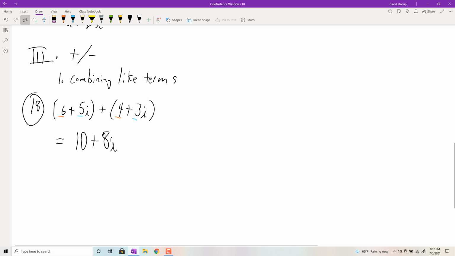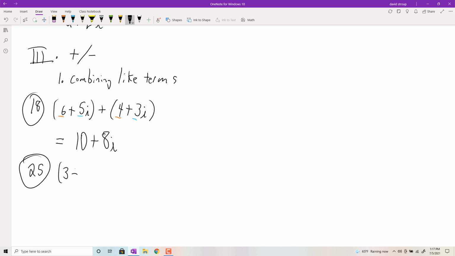So addition, pretty simple. Subtraction, of course, there's one extra bit of nonsense that we need to take care of, right? And it's the distribution of the negatives. So if you're subtracting two complex numbers, it'll look like this. To complete the subtraction, though, you need to distribute this negative. We're kind of used to doing that sort of thing. So anyways, you get 3 plus 2i minus 5 plus 7i.